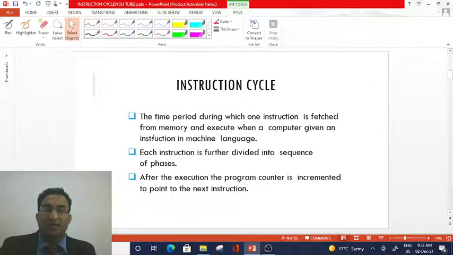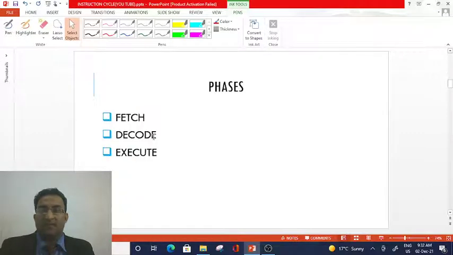After the fetching of an instruction, the processor decodes that instruction. Means everything is stored in a memory in the form of binary. So when it comes to the processor, it decodes that binary pattern, and on the basis of that binary pattern it performs that particular task. So after decoding or after understanding that particular instruction, the processor executes that particular instruction and it moves to the next instruction. So this is the instruction cycle.